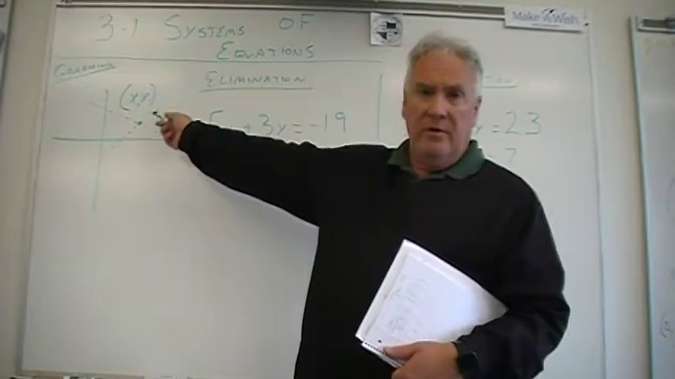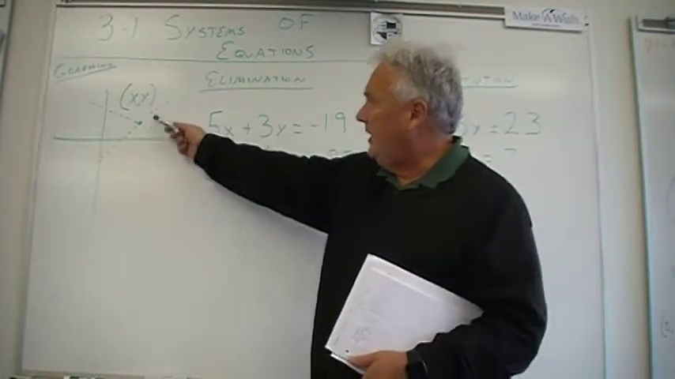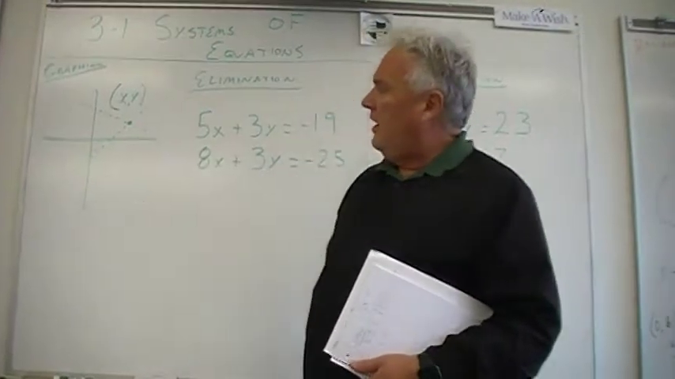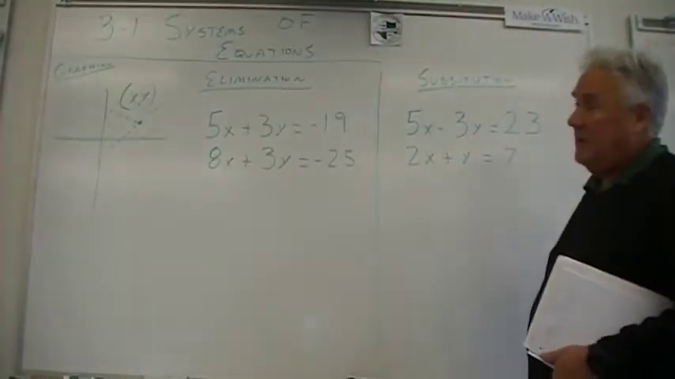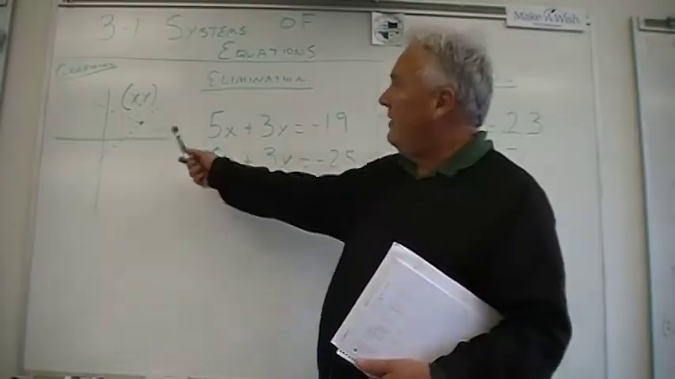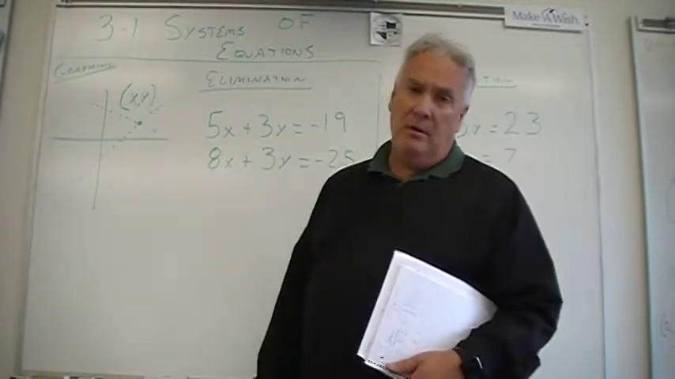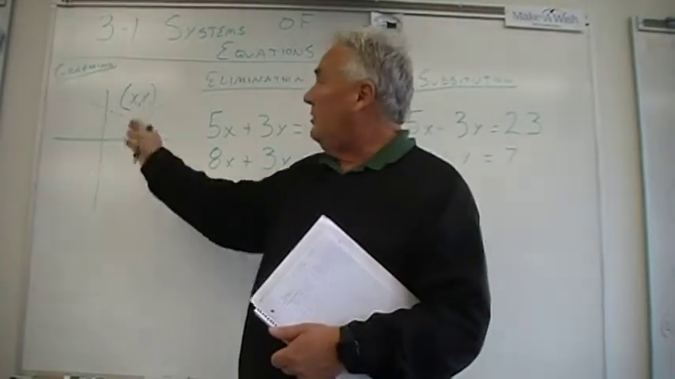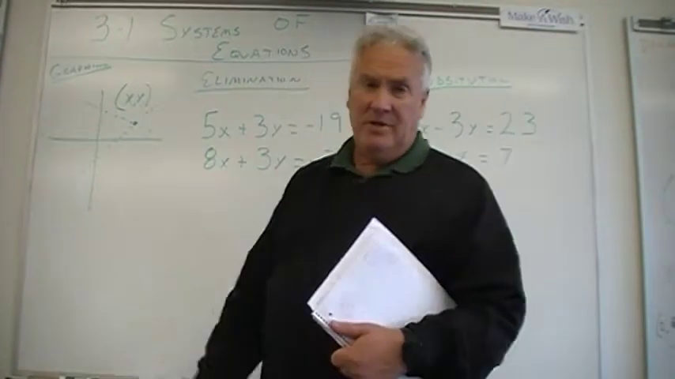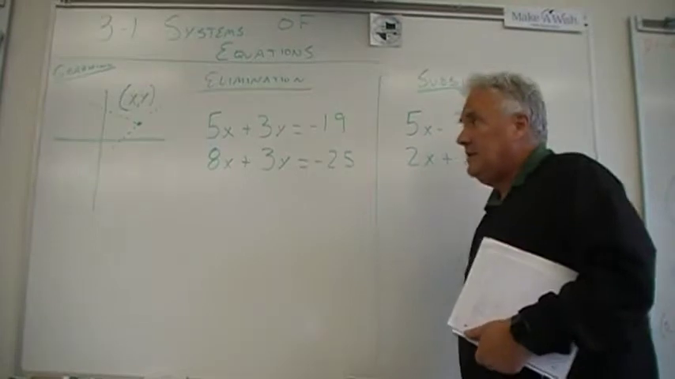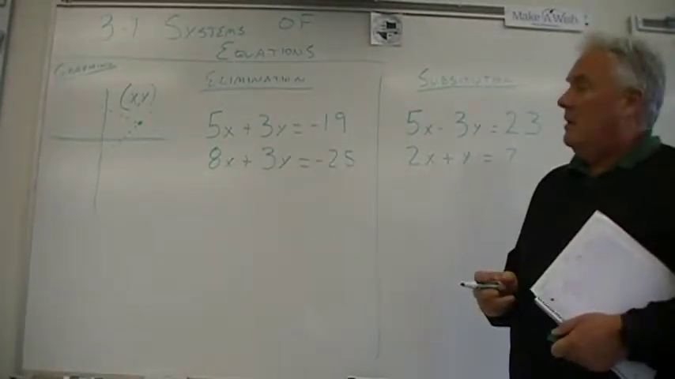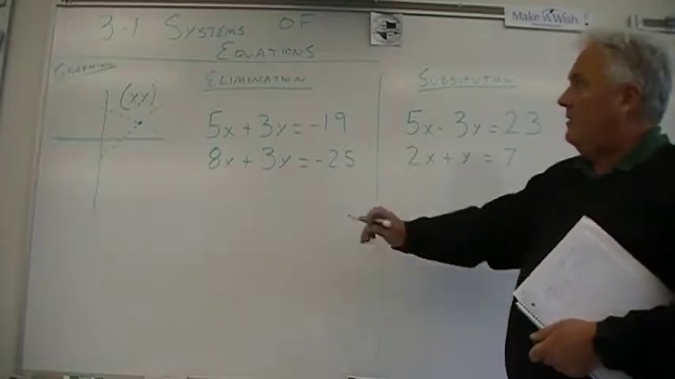And one way to do it is by graphing. Over here, I've got a coordinate plane. The dotted lines are my two lines that you could graph. Where they cross, that point is the solution. That's the answer. So when you are finding an answer to a system, your answer is a point. Okay? That's important to have.